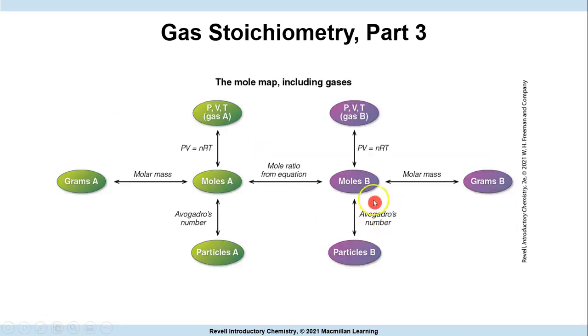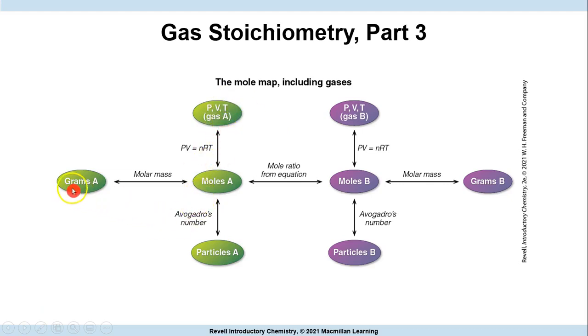Just like we saw in chapter 7, the mole map, we already saw how we could convert from grams to moles and from moles to particles. Now, we are also going to see how we can convert from moles of A, using the ideal gas constant, to the pressure, volume, and temperature relationship.